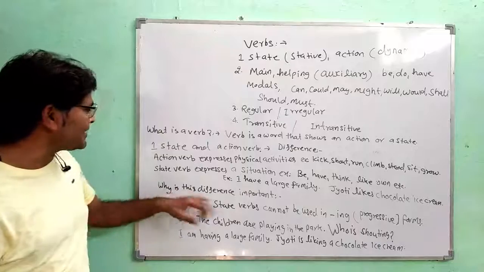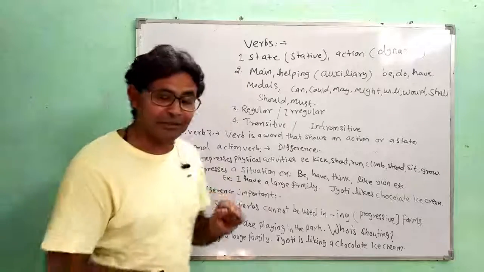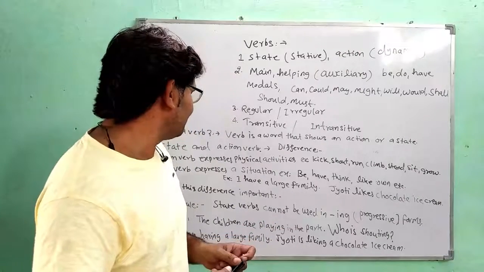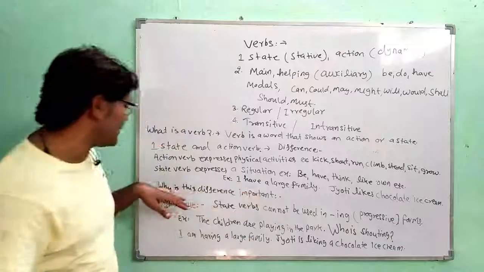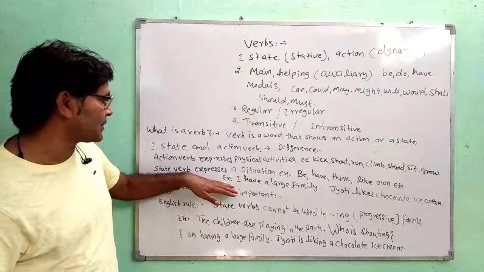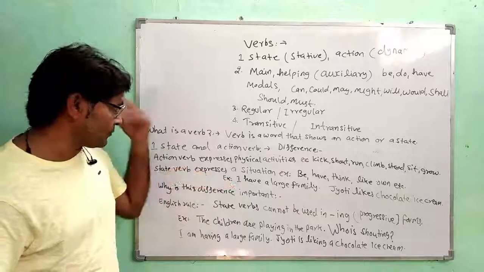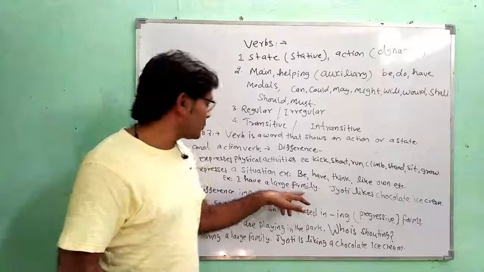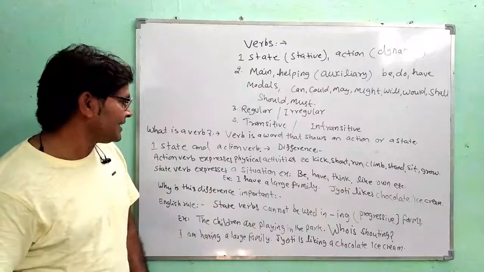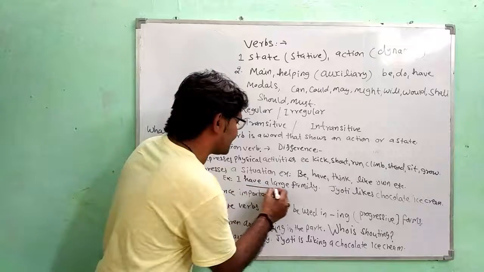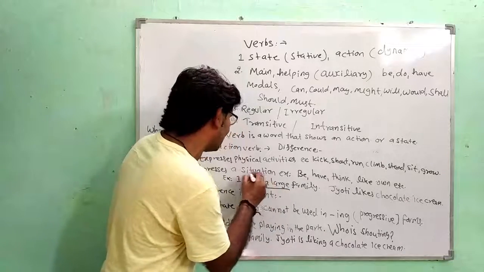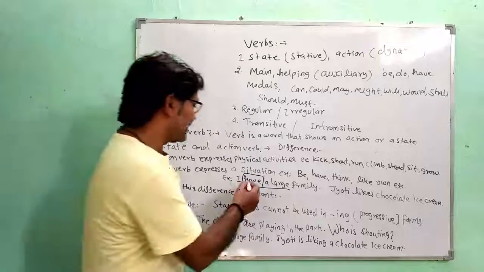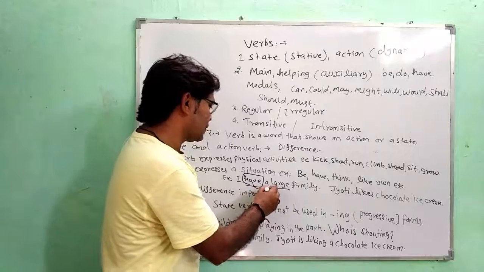So why is this difference important? Why should we learn this difference? Before we go to the difference, we will take some examples about states and state verbs. For example, I have a large family. Here, can you see any physical activity in this verb or any movement over here? No, it's a state. Have is a state verb which shows a situation.